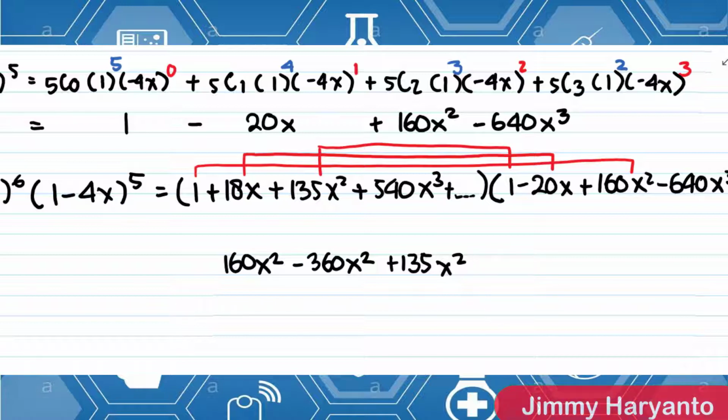Let's use the calculator. 160 minus 360 plus 135 equals negative 65x squared. So the coefficient of x squared will be negative 65.